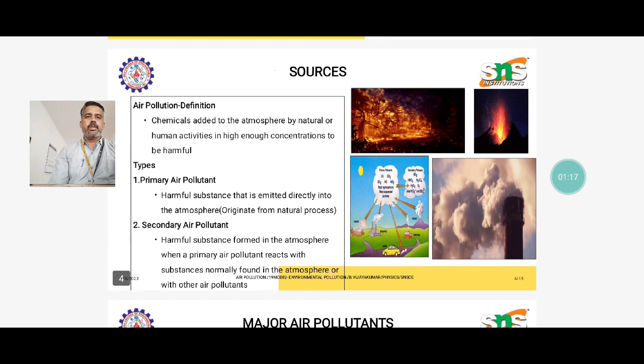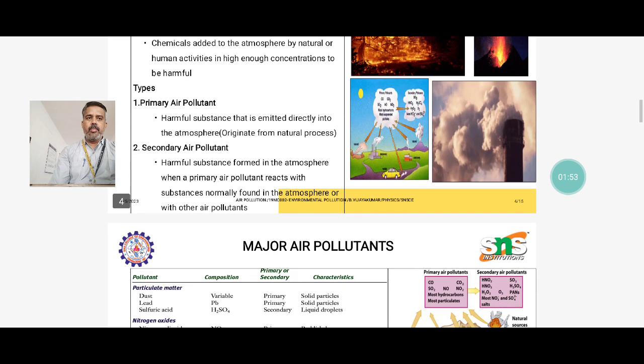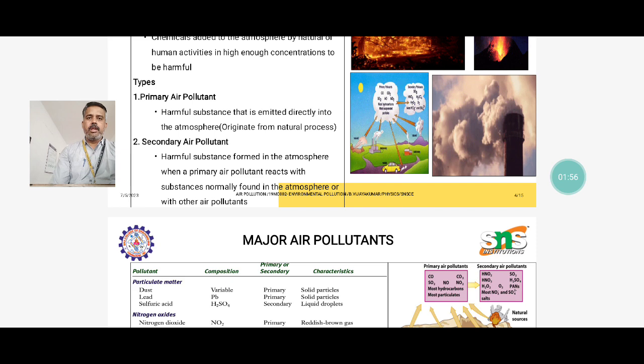Then sources of air pollution. First we discuss the definition, then types, then the sources. The definition of air pollution is some chemicals added to the atmosphere by nature or human activity. That means natural or man-made pollutants that are harmful to the human body or living organisms are called air pollution. The types of air pollutants are primary and secondary. The primary is emitted directly into the atmosphere, but the secondary is formed from the primary pollutants afterwards.